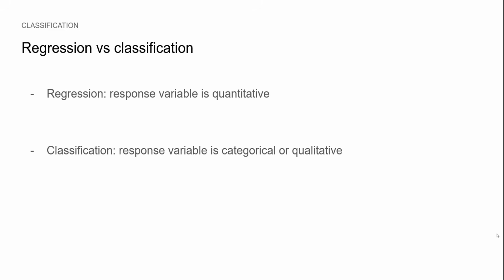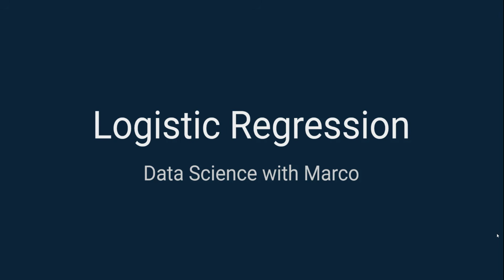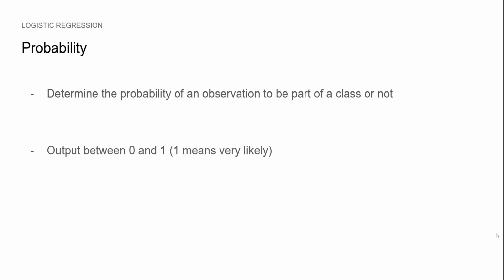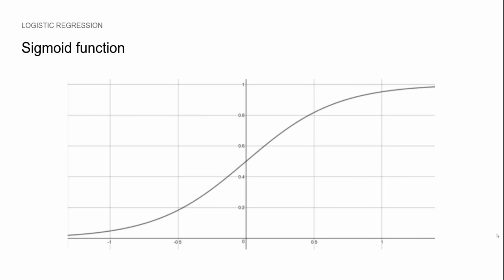Now you see, in the context of classification, we have a qualitative or categorical response, unlike regression problems where we have a quantitative response or numbers. So now let's see how we can perform classification with one algorithm, which is logistic regression. Ideally, when doing classification, we want to determine the probability of an observation to be part of a class or not. Therefore, we ideally want the output to be between 0 and 1, where 1 means very likely.